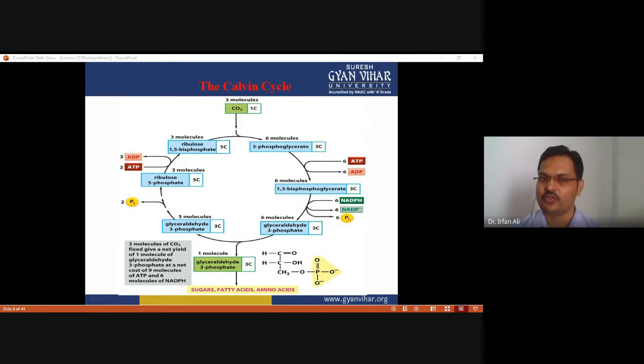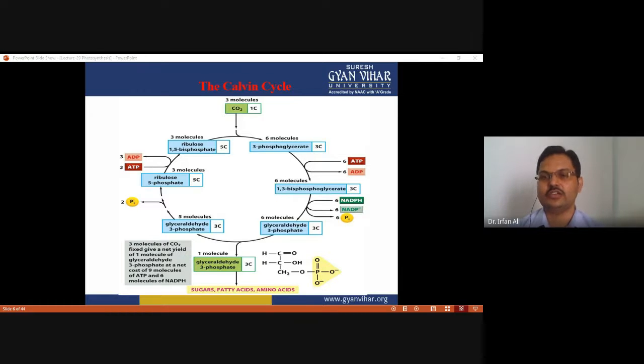So how many are the total carbon? These three carbon and these 3 into 5, that is 15 carbon. So 15 carbon plus 3 carbon is 18 carbon. In this reaction a total of 18 carbon is utilized, and it produces six molecules of 3-phosphoglycerate. This 3-phosphoglycerate is a three carbon molecule.